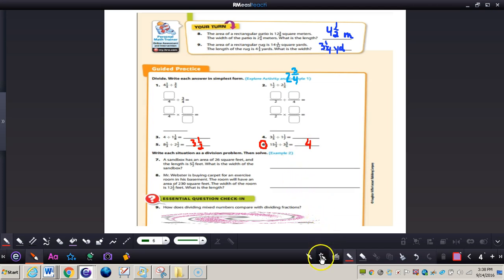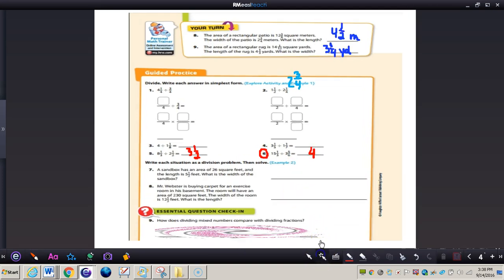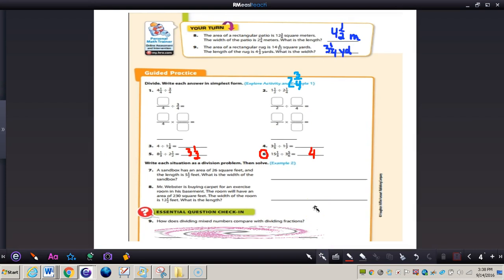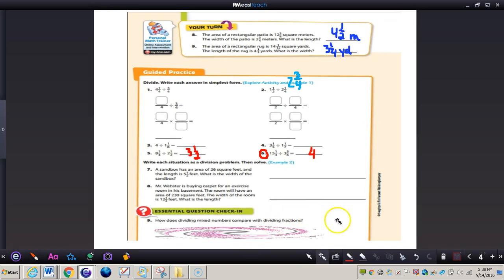Now let's do the essential question check-in. How does dividing mixed numbers compare with dividing fractions? And we can see that the process is the same, except that you must first change the mixed numbers to improper fractions.